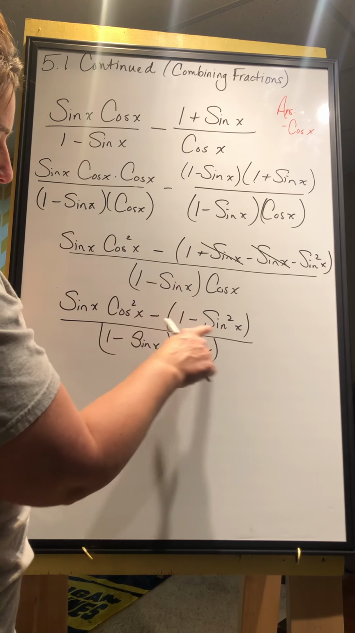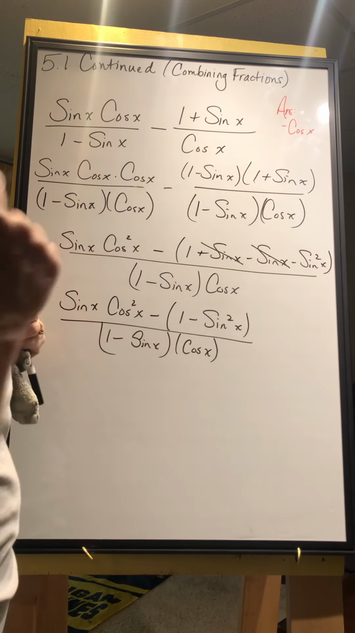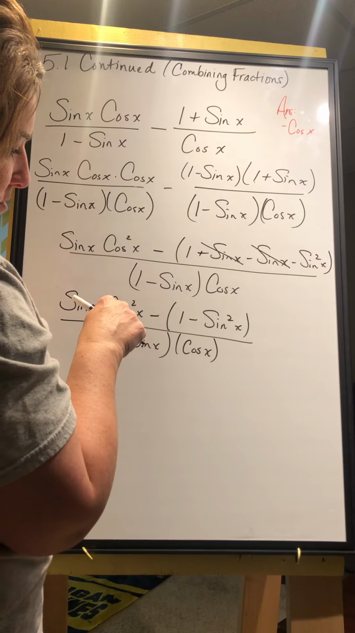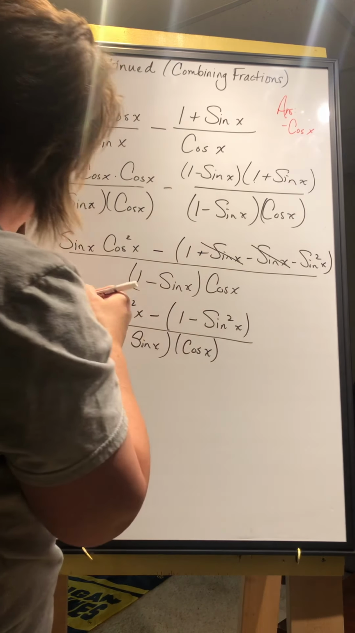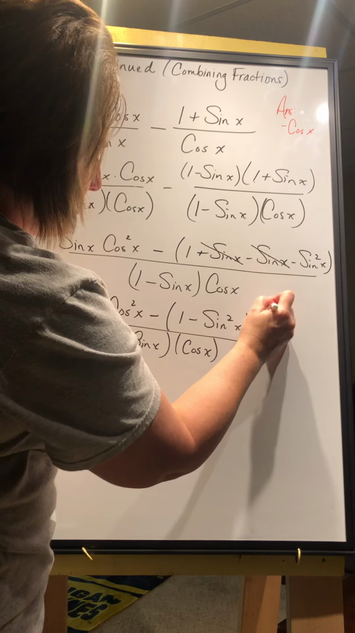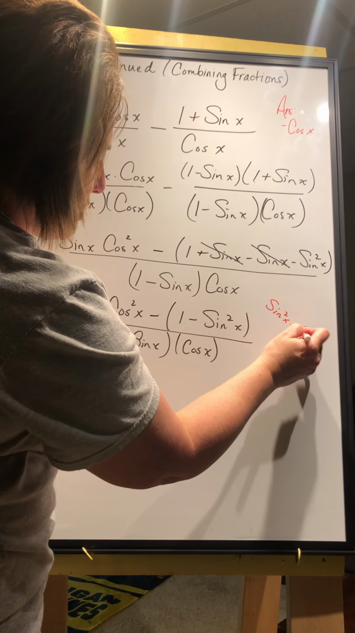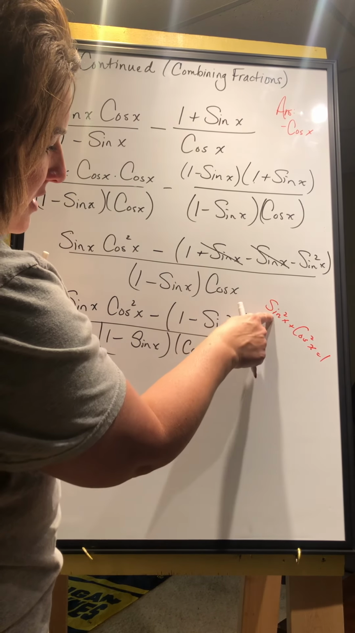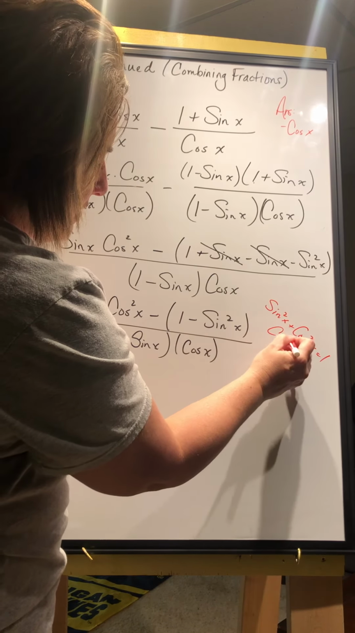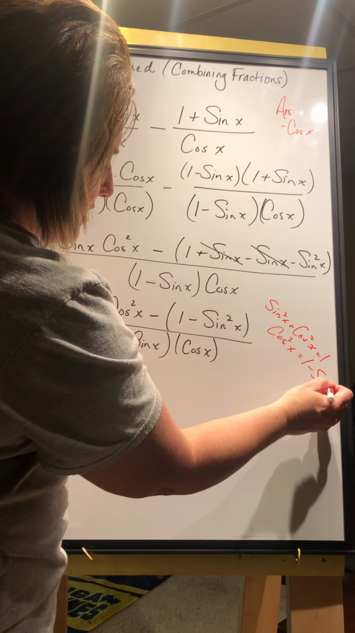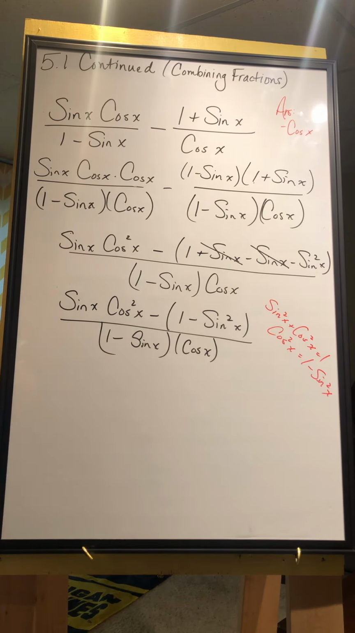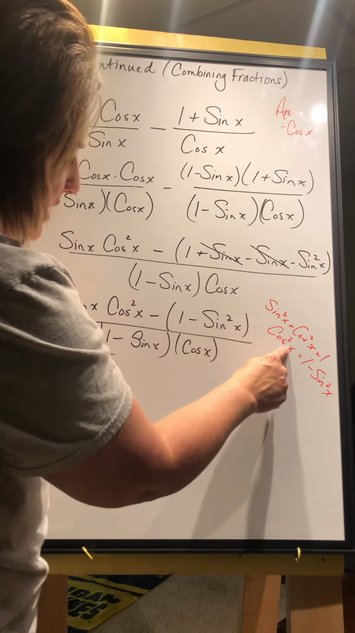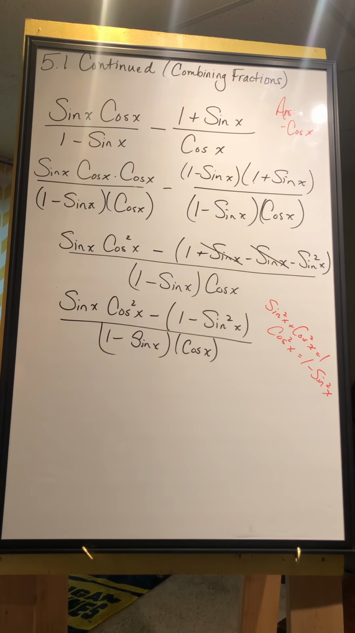Okay, right here we've got a 1, and we've got a trig function squared. So let's go back and look at our Pythagorean identities. We know that the identity is sine squared x plus cosine squared x equals 1. Well, I have 1 minus sine squared x. If I move that over, I have cosine squared x equals 1 minus sine squared x. So that means I can replace this whole quantity with cosine squared x. So we're going to do that.